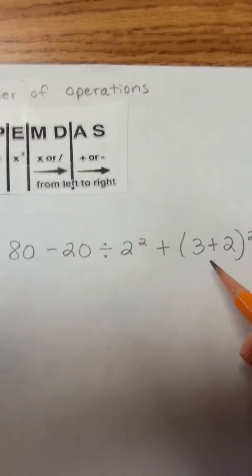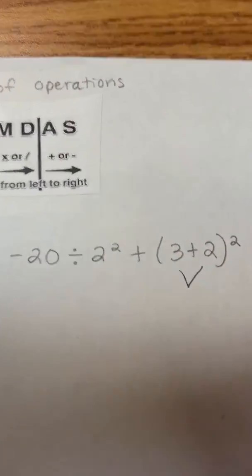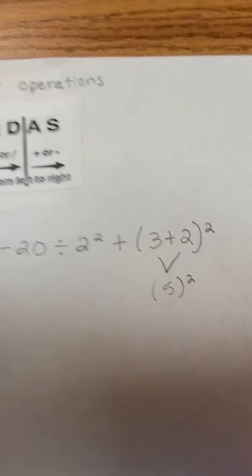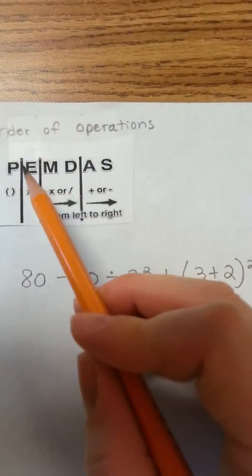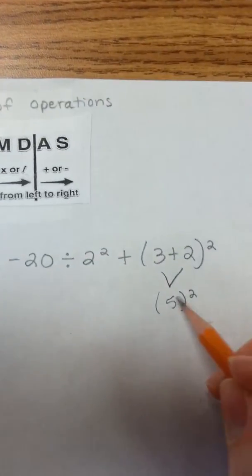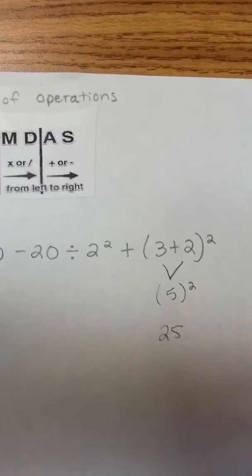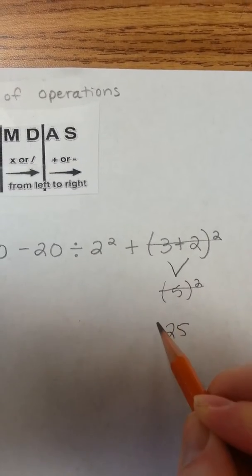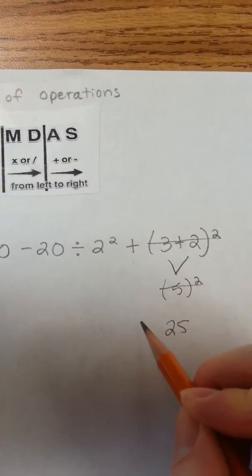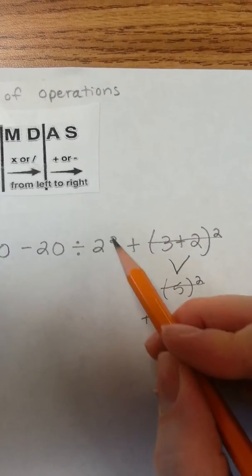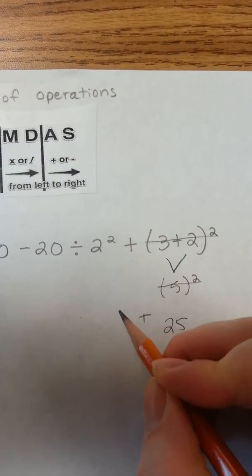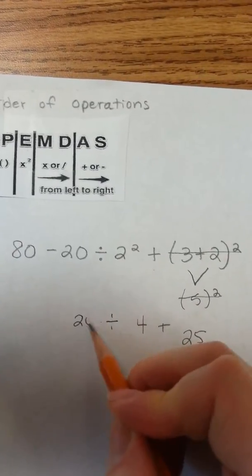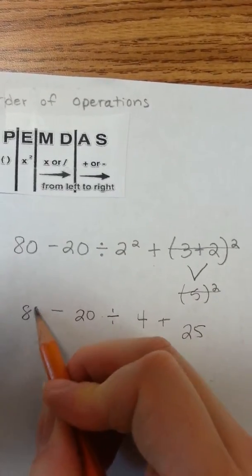I'm going to start with my parentheses, which is step 1. 3 plus 2 is 5, and 5 squared is my next part because I've got exponents as my next step. 5 squared gives me 25. I've now cleared this, and I'm down to 25. I'm going to go ahead and bring down my addition sign, and I'm going to address this exponent as well. That's going to give me 4. Bring down my division, my 20, my minus, and my 80.